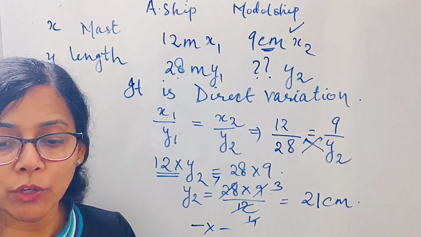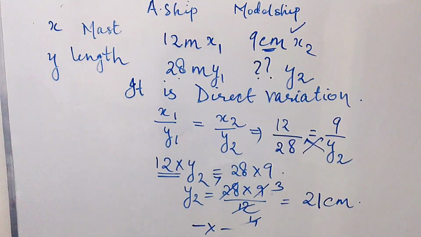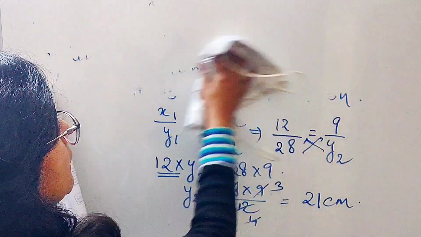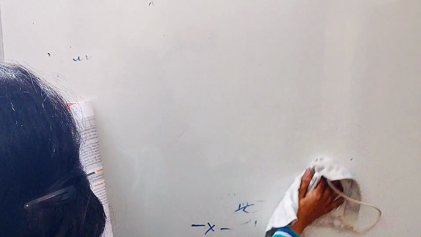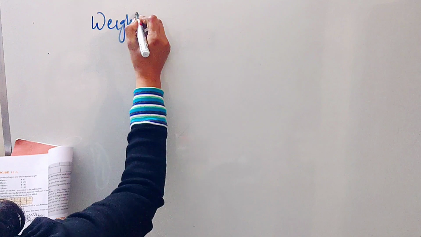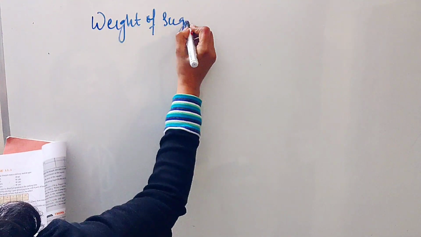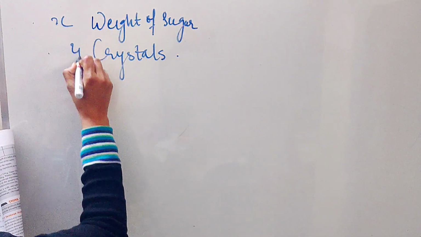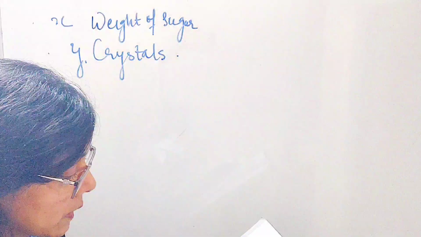Now the next question, question number 7. Suppose they are saying 2 kg of sugar contains 9 into 10 to the power 6 crystals. So again we have two variables here. One is the weight of the sugar and another is the crystals. So we will write down weight of sugar and then crystals. Okay. So take this as x and this as y. Always take two variables.